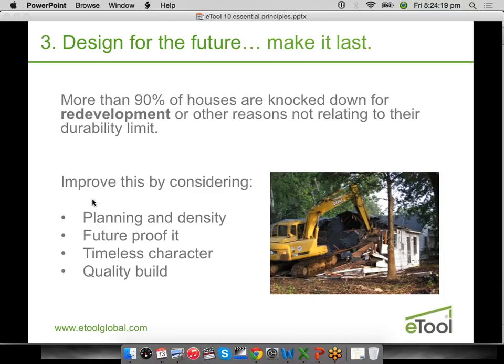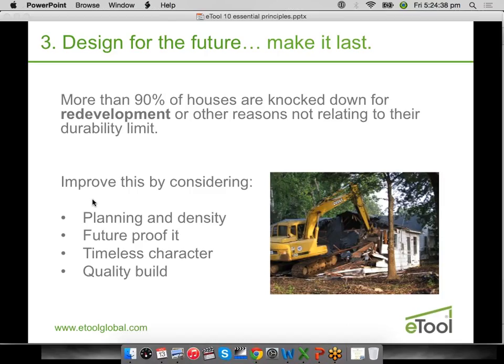So what happens if you're building a detached house in Leaderville, for example, which is a high-density suburb? It's unlikely that it will last more than 40 years because the price of the land is going to increase so much that someone is going to grab that land and redevelop. So the houses are being redeveloped not because of their structural integrity.